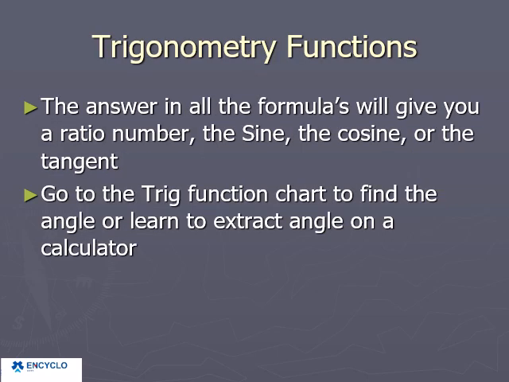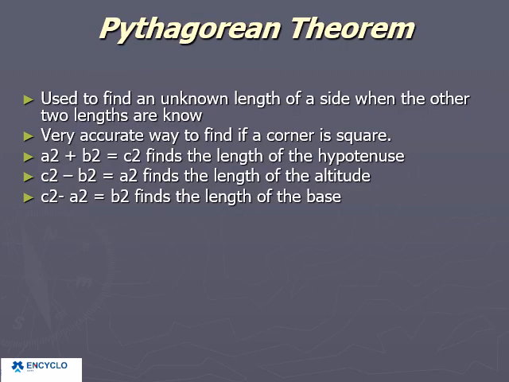Each trigonometric function gives a ratio. Use a trig chart or calculator to determine the corresponding angle from the ratio. This theorem is essential for solving right triangles. To find the hypotenuse, a squared plus b squared equals c squared. To find one of the legs, subtract the square of the known leg from the square of the hypotenuse.